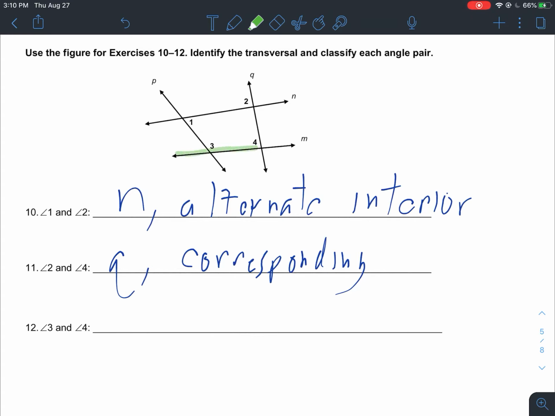And finally, 3 and 4. 3 and 4 are both on this transversal M. They're on the same side of M, and they're both between P and Q. So that would make them same side interior.